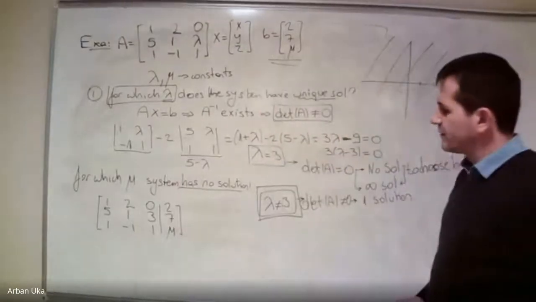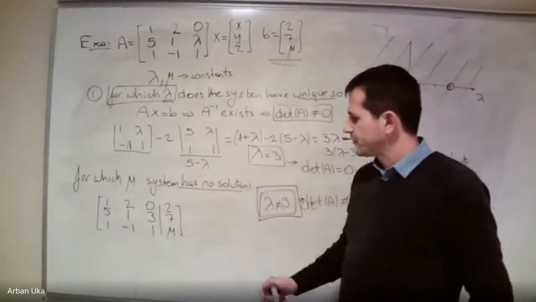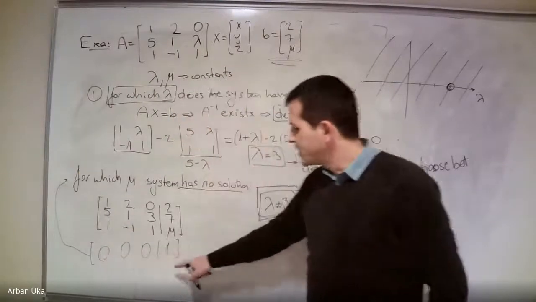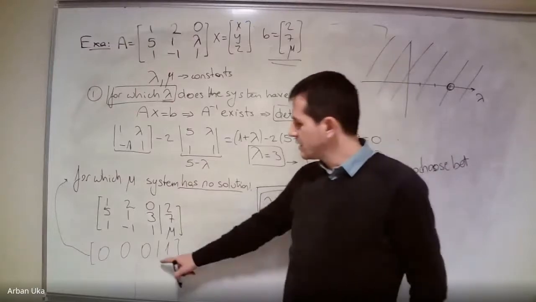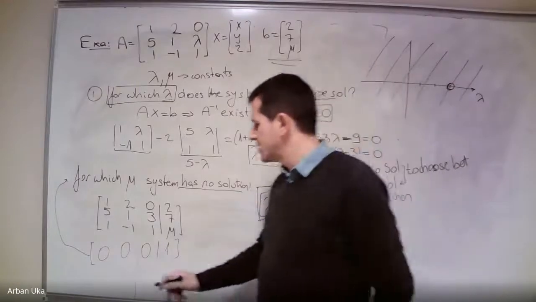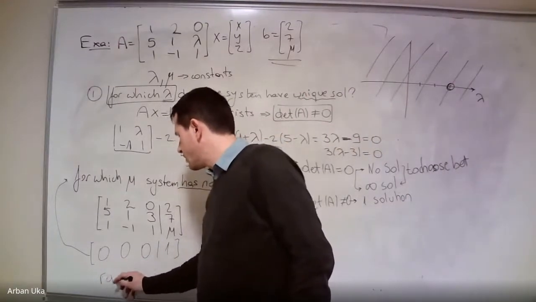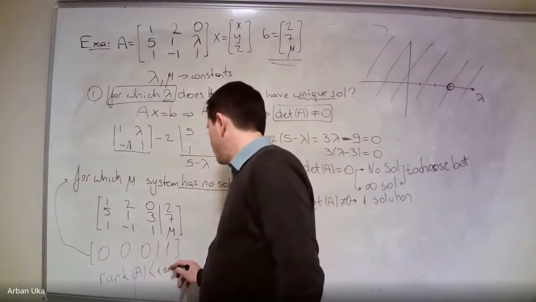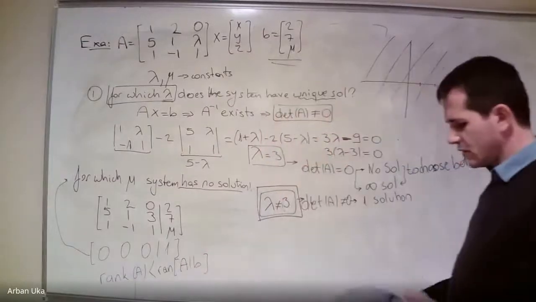what should we get? When does a system have no solution? If the rank of the augmented matrix is bigger than the rank of the matrix itself. That's correct. One way is to check it in the reduced echelon form: if the last row is 0, 0, 0, 1, then we have no solution. Or similarly, as you said, the rank of A is smaller than the rank of the augmented matrix. So it's either one of these two.